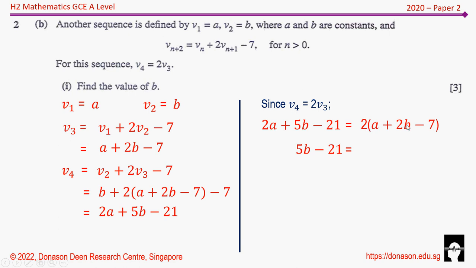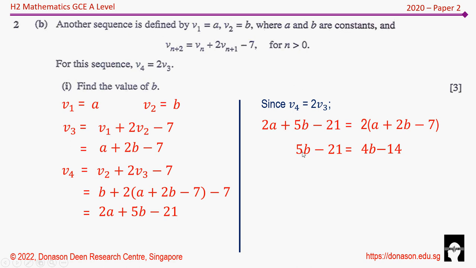So what you will have is 2 times 2b, which is 4b. 2 times 7, that should give you 14. So 5b minus 21 should work out to 4b minus 14. Next, let's bring all the b's to one side, and let's throw all the constants to the right hand side.